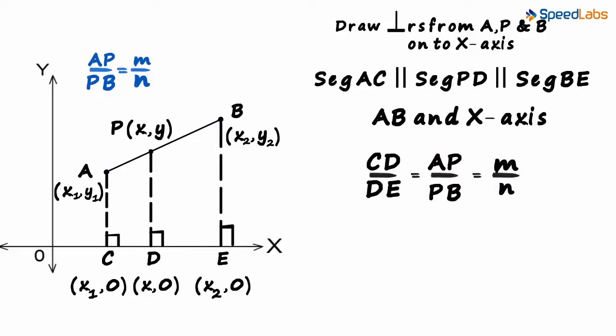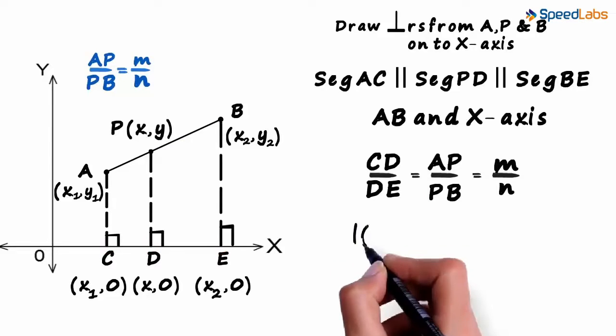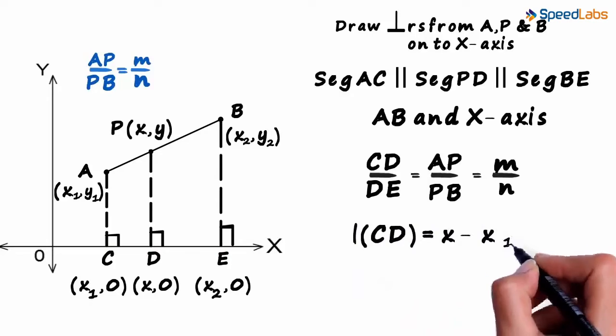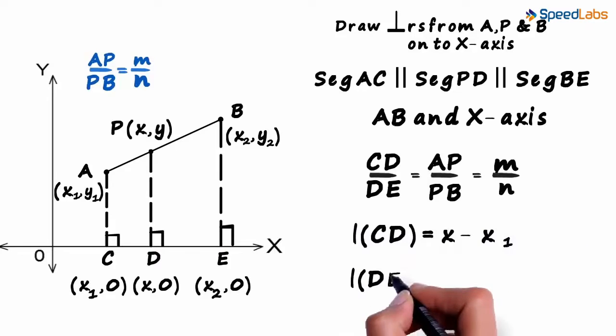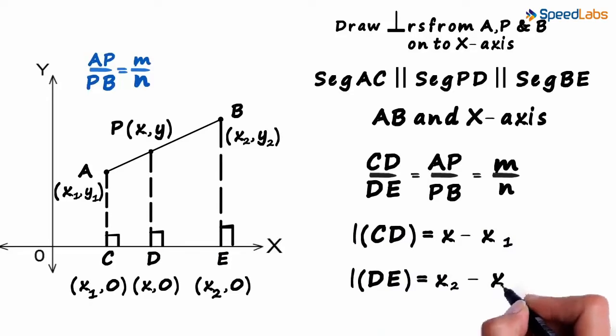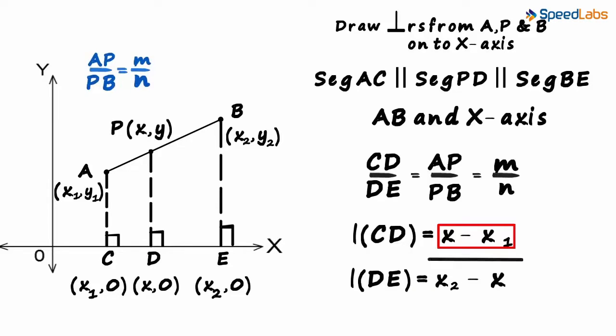The next thing we need to do is find the length of CD and DE. Finding these lengths is simple as we have both the points on the x-axis. Length CD will be x minus x1. Length of DE will be x2 minus x. Now it's just a matter of simple calculations. x minus x1 divided by x2 minus x will equal M by N.